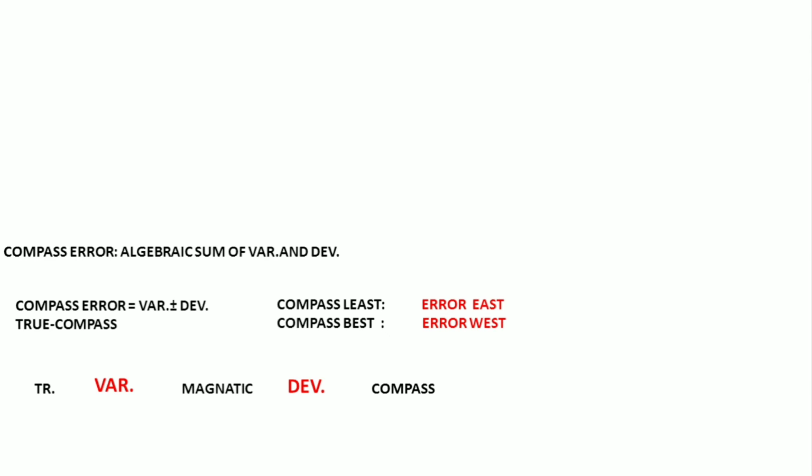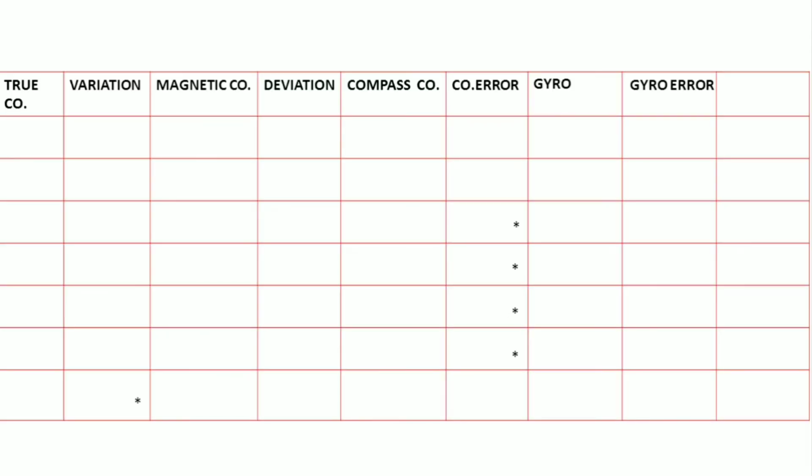So if they have the same names, you add; different names, you subtract and retain the value name of the higher value. There are a few questions where I have just tried to explain the things to you. And I'm sticking to the same rule of mine: compass least, error east; compass best, error west. Here he has given me variation, deviation and true course.